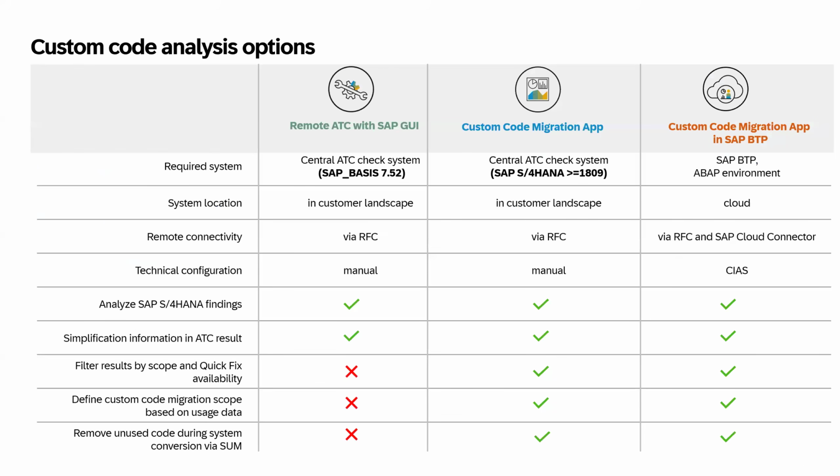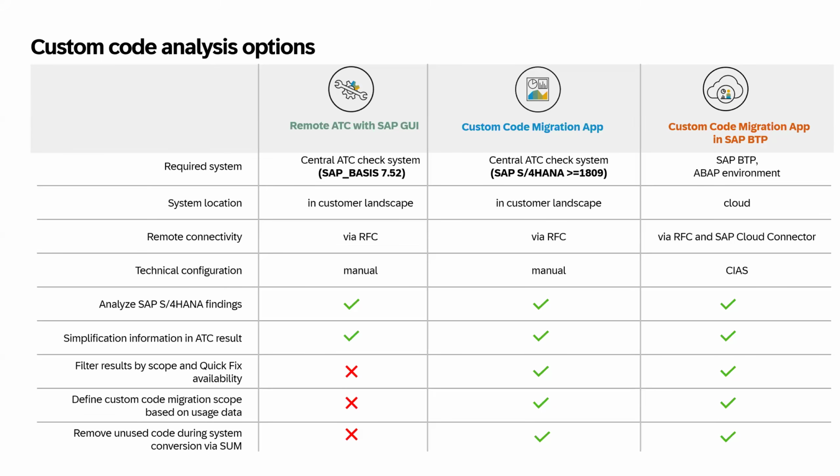So here you see at one glance on this slide all the custom code analysis options. You can still use remote ABAP test cockpit as a hub solution and use SAP GUI based ABAP test cockpit check systems with SAP Basis 752. You can execute S/4HANA readiness checks on your custom code. You get all the simplification information in your findings results, but it will not be possible to display which findings can be fixed in an automated way using so-called quick fixes in ABAP development tools for Eclipse.